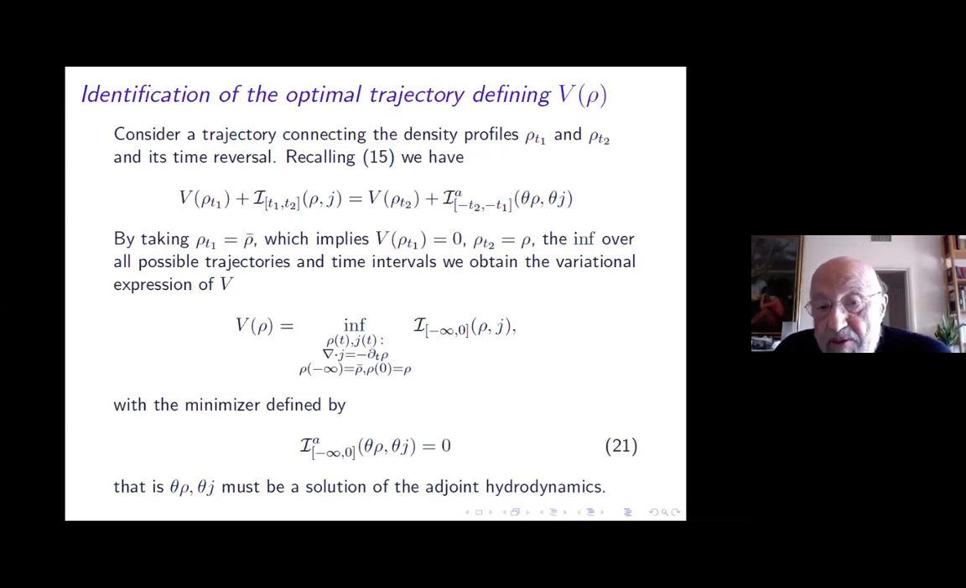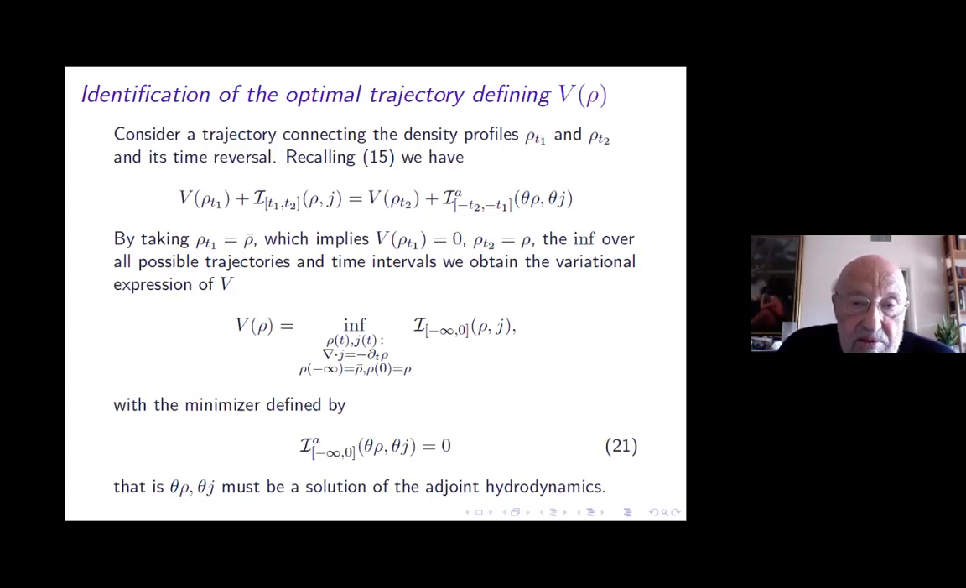which in some cases can be calculated directly, but could also be calculated numerically. And you see, the interesting thing is that the term IA, which is associated to the time reversal process, is a positive quantity. So the best that you can do is to make it equal to zero. And then you identify the optimal solution, the optimal trajectory, which solves the variational principle. It is this time-reversed trajectory: rho and j must be a solution of this adjoint hydrodynamics.